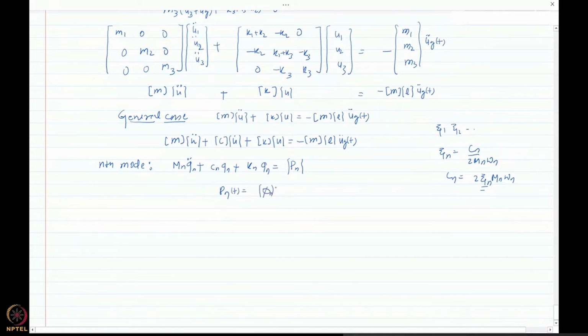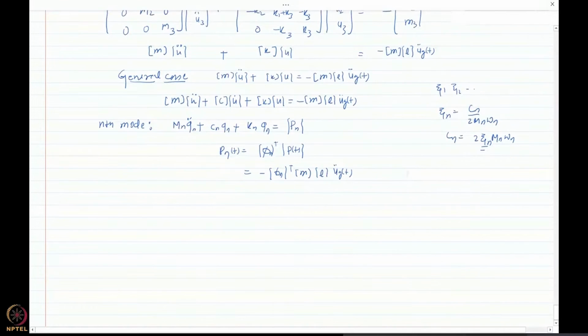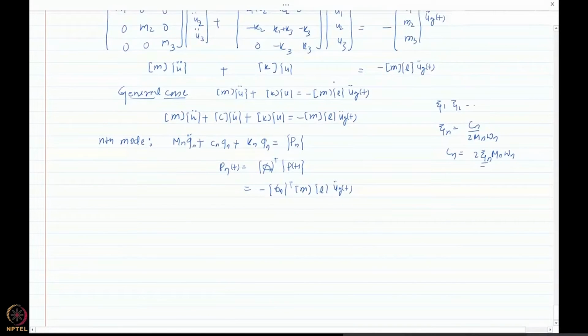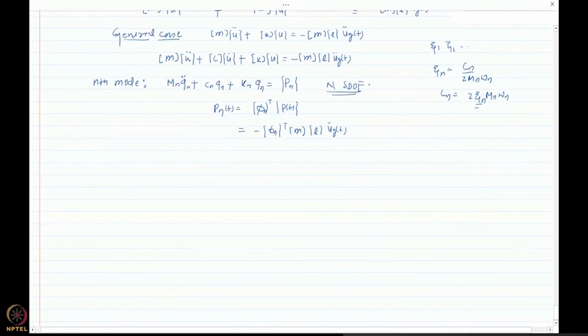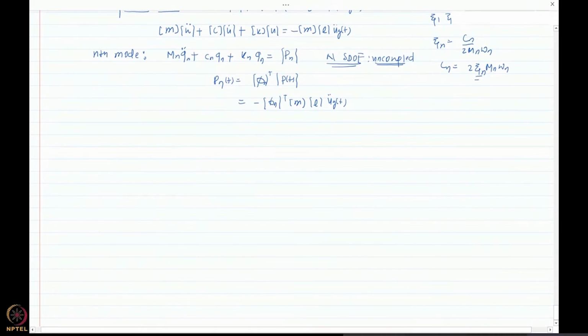Pn is nothing but phi n transpose times the vector, so in this case it would be phi n transpose times mass times the influence vector L times ug double dot t. This is what we get for the seismic excitation. And these are our N uncoupled single degree of freedom systems. These are all uncoupled, and the solution to these types of equations we already know.